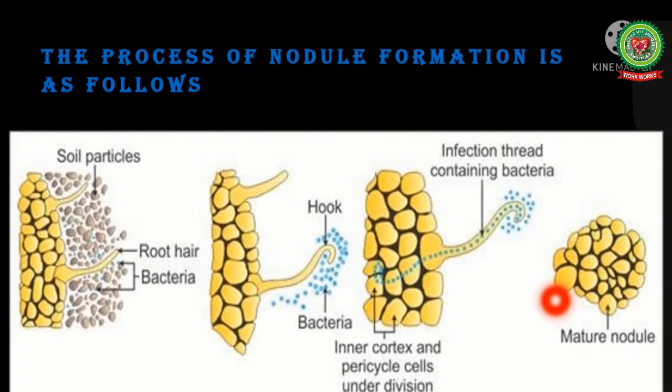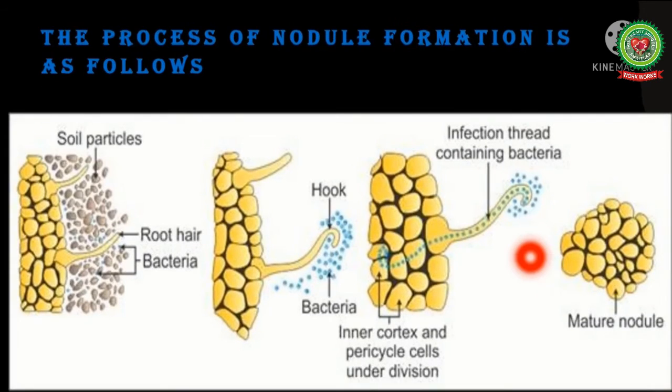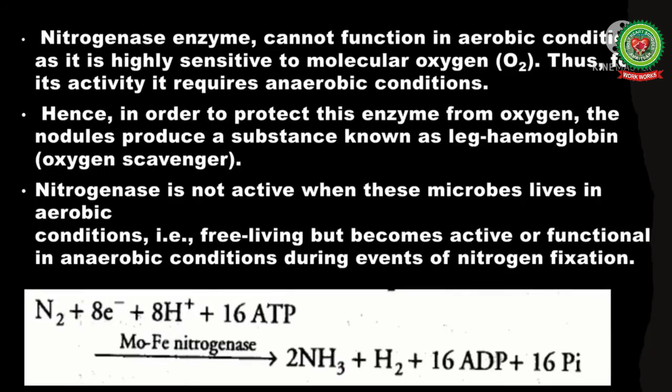The enzyme nitrogenase has two subunits, iron protein and molybdenum iron protein subunit. The iron protein component reacts with the ATP and reduces molybdenum iron protein, which then reduces the atmospheric nitrogen into ammonia. Nitrogenase enzyme cannot function in aerobic conditions as it is highly sensitive to molecular oxygen. Thus, for its activity, it requires anaerobic conditions. Hence, in order to protect this enzyme from oxygen, the nodule produces a substance known as leghemoglobin.